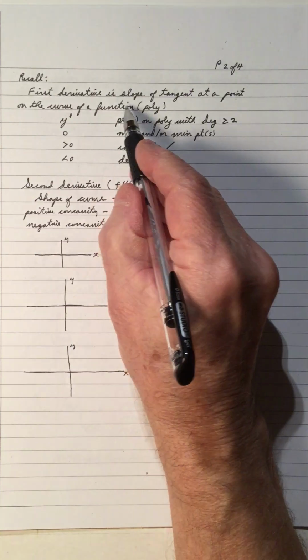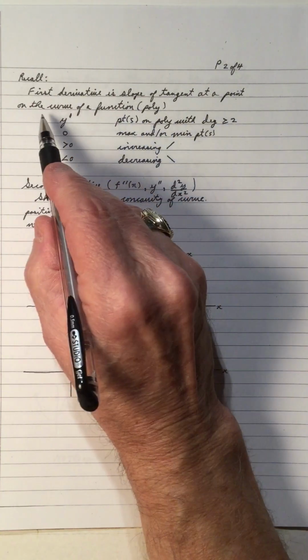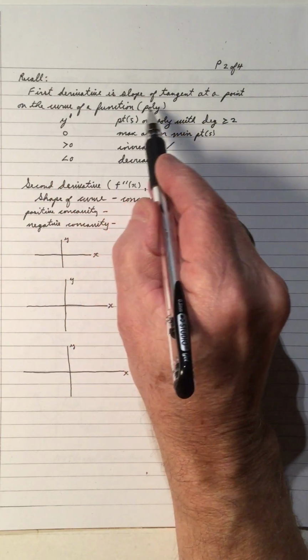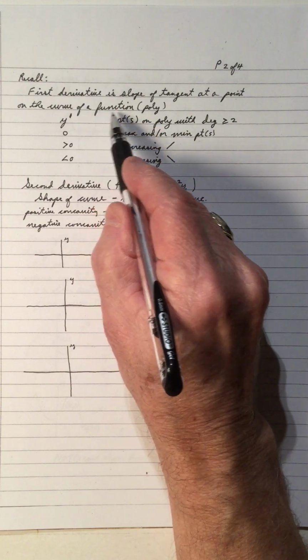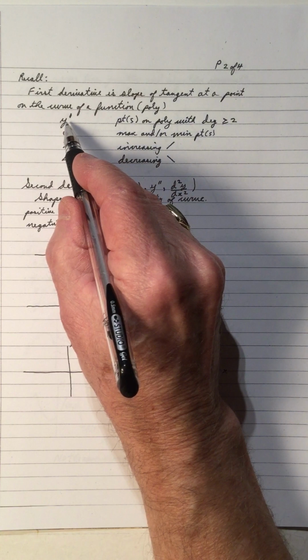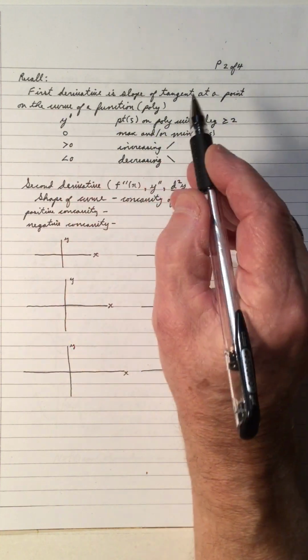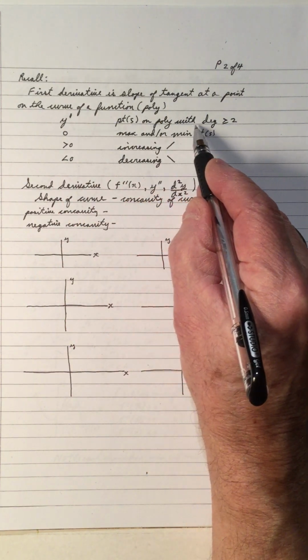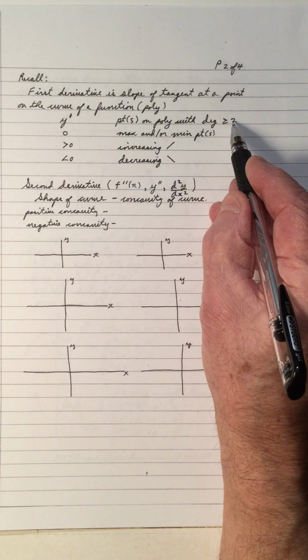The first derivative is the slope of the tangent at a point on the curve of a function. So far I've done the derivative of polynomial functions. So y prime is the first derivative, and this is for points on a polynomial with a degree greater than or equal to 2.